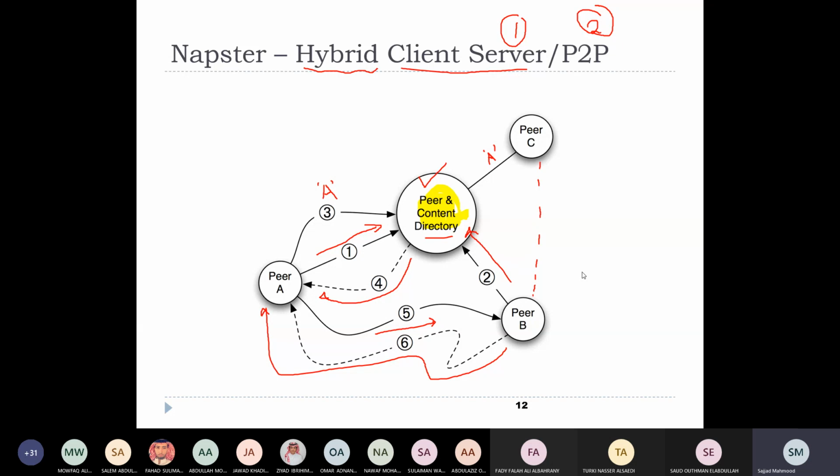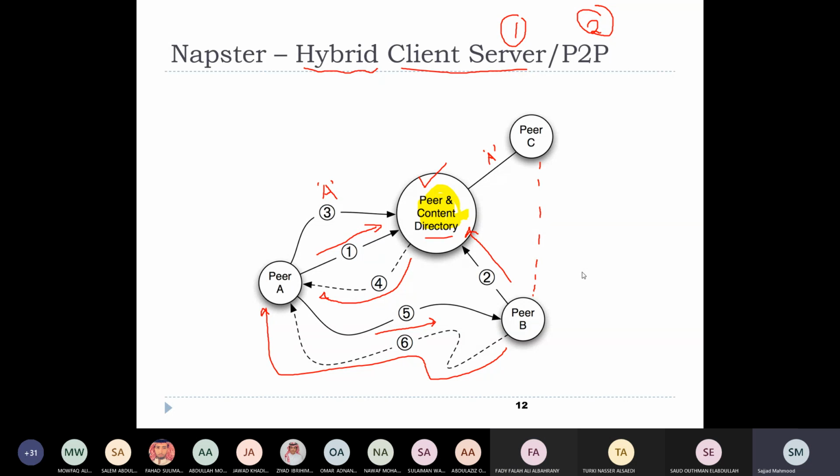What's the biggest problem with this structure style of Napster? It's a combination, so it's a specific architecture for Napster. What's the biggest challenge with the architecture of Napster? If you look at it from an architect perspective, what's the biggest problem you can see there? Maybe it's slow, because when we want a file, we need to go through the content directory and then go to the one who has the file.